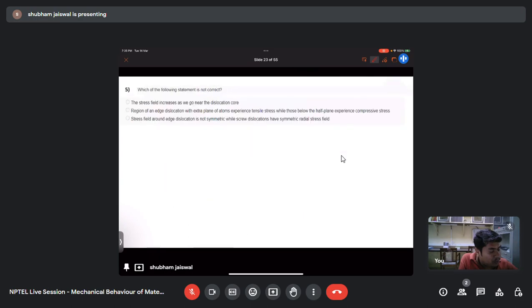So now coming to the fifth question. Which of the following statements is not correct? The stress field increases as we go near the dislocation core. Region of an edge dislocation with the extra half plane of atoms experiences compressive stress, while those below the half plane experience tensile stress. The stress field around the edge dislocation is not symmetric, while screw dislocation has a symmetric radial stress field.